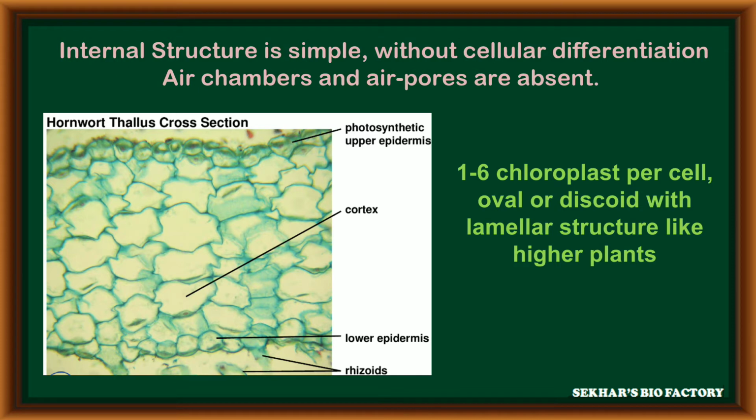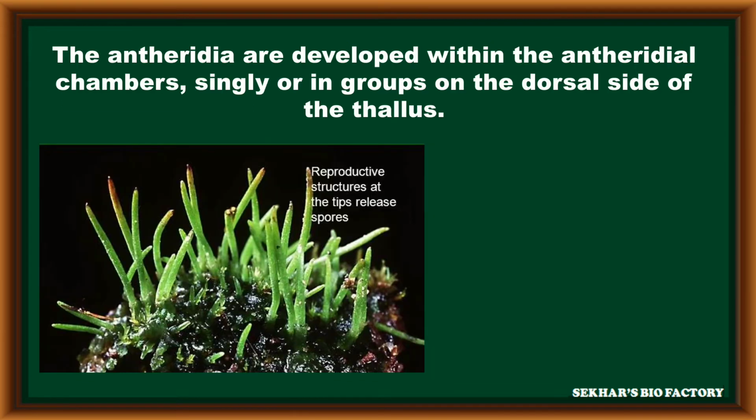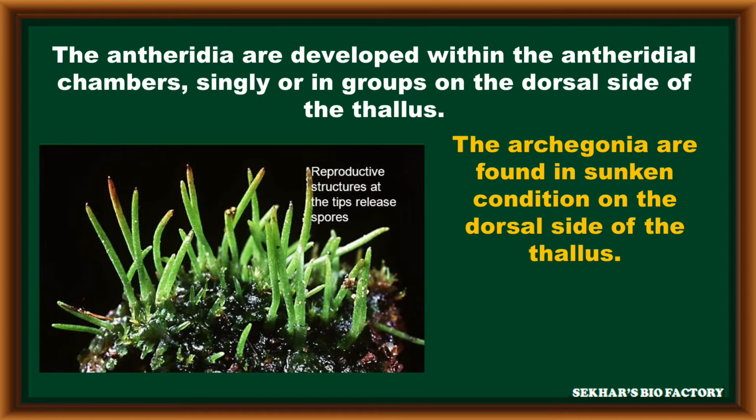One to six chloroplasts are present in each cell, oval or discoid with lamellar structures like higher plants. The antheridia are developed within antheridial chambers, either singly or in groups, on the dorsal side of the thallus, and they are the male reproductive structures. The archegonia are found in a sunken condition, meaning present inside a chamber on the dorsal side of the thallus.